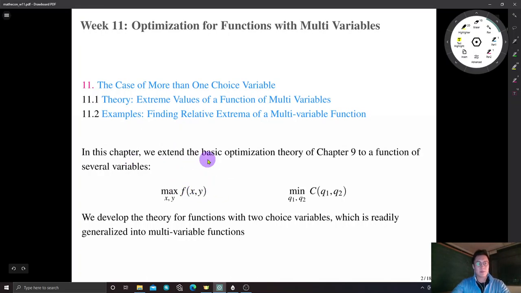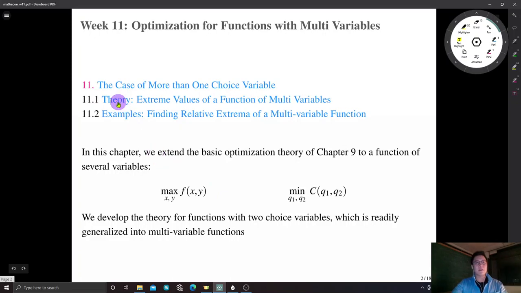So in this chapter, we extend the basic optimization theory we studied in chapter 9 to functions of several variables. So the main objective and the main target in this chapter is, we are going to study how to find the relative maximum and minimum of this kind of function, when the function depends on several variables, okay?